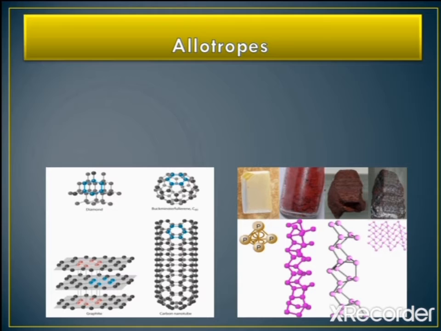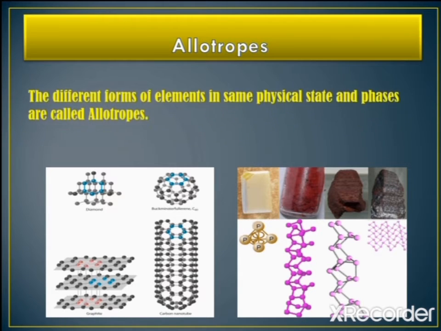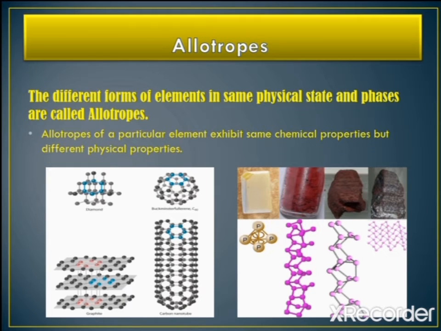The next topic of today's lecture is allotropes. Some elements can exist in two or more different arrangements of atoms. The different forms of elements in same physical state and phases are called allotropes. Allotropes of a particular element exhibit same chemical properties but different physical properties.